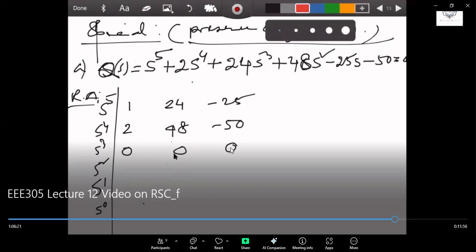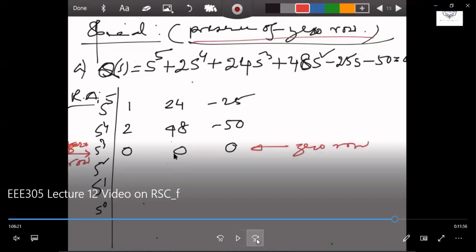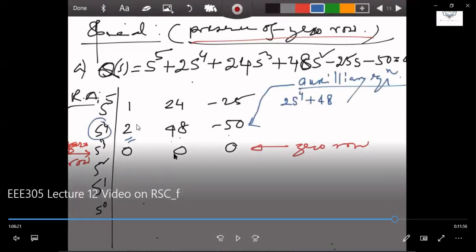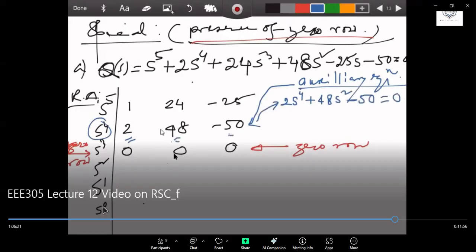Now, how can you form the auxiliary equation? This is the zero row. Above the zero row, this is the auxiliary equation: 2s to the power 4 plus 48 s square minus 50 equal to 0. This is the auxiliary equation. Just above the zero row, you have to build it up. Then, you have seen the video, I think you understand, you have to take the first derivative.